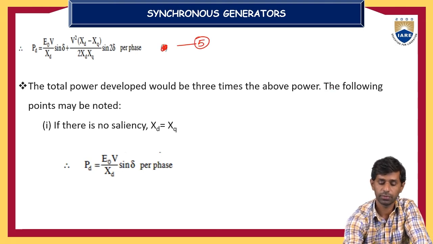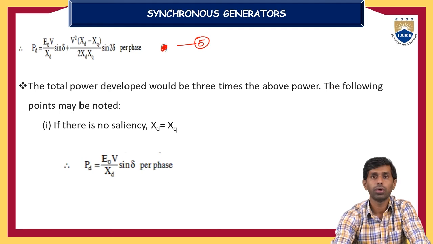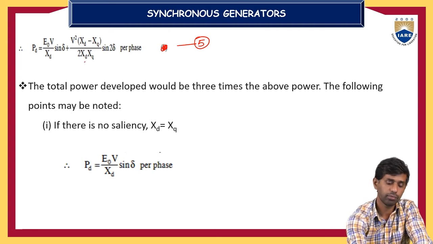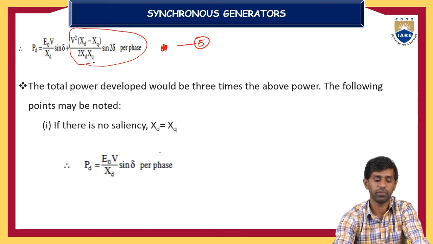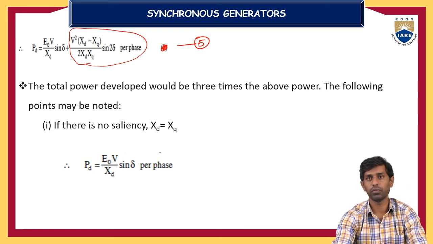Equation number 5 gives you two terms. The first term is E naught V by xd into sin del. The second term is V square into (xd minus xq) by 2 times xd into xq into sin 2 del. The second term represents the power due to saliency, which we can also call reluctance power. This is a per phase quantity. If it is a 3-phase alternator, you can multiply by 3 to get the total power developed by the alternator.